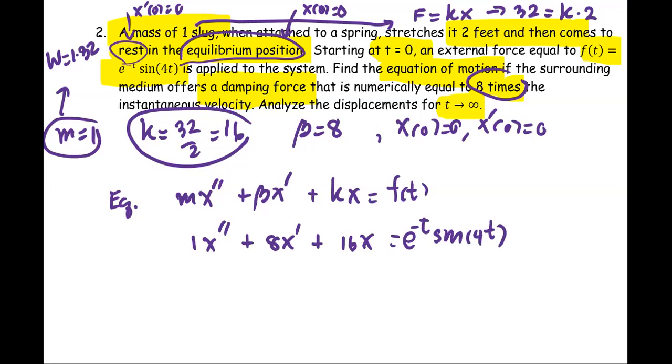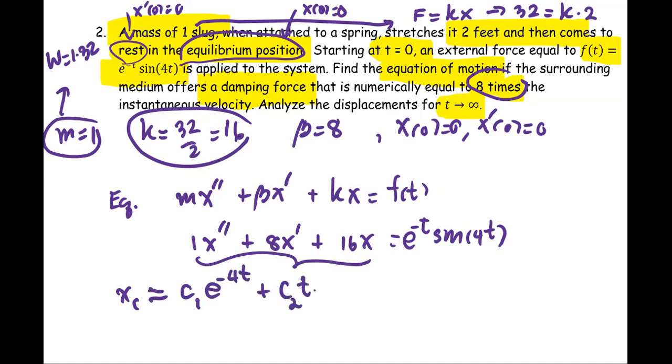Okay. And for the complementary part, which is from the homogeneous equation x double prime plus 8x prime plus 16x, we use the same information as one of the examples earlier, m equals negative 4 and negative 4, right? So x c equals c1 e to the negative 4t plus c2 t times e to the negative 4t.